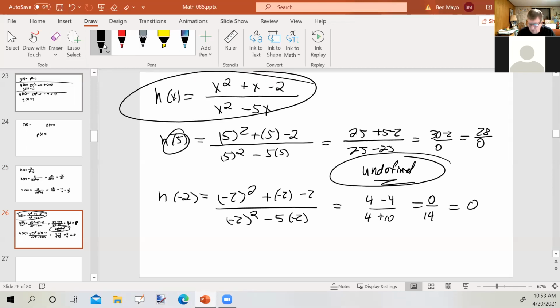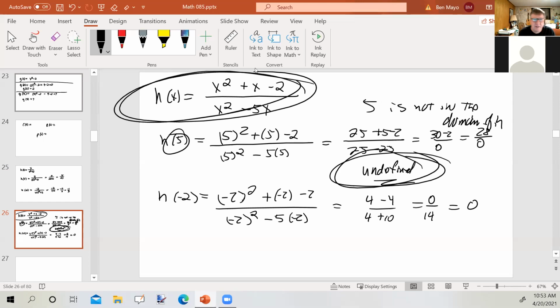Now, I want to talk ever so briefly about this scenario, because when 5 was an input into this function, we got undefined. We didn't get a real answer. 5 is not in the domain of h. It is not an acceptable input. If we put something in and we don't get something real out, then that input is not valid. We say it's not in the domain. We'll talk more about that later.